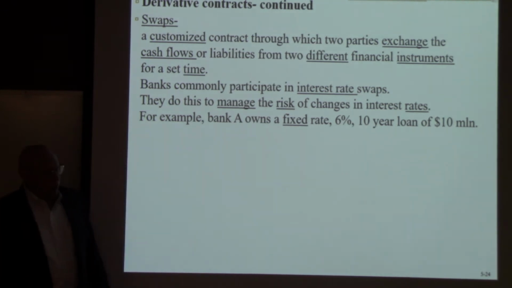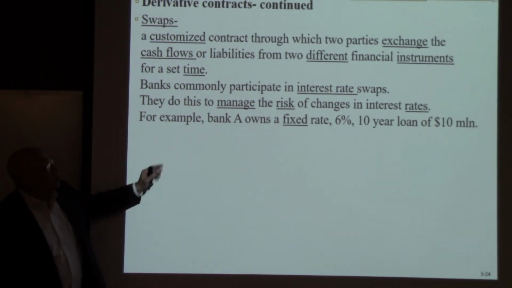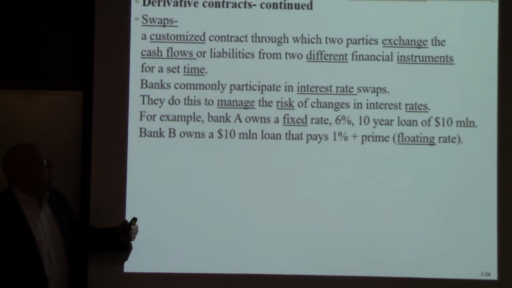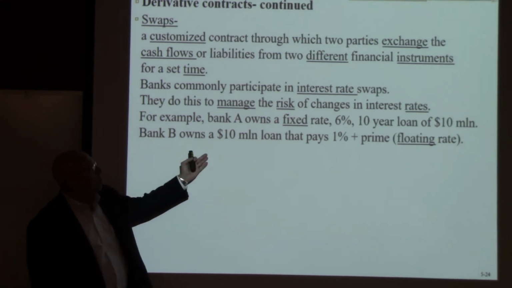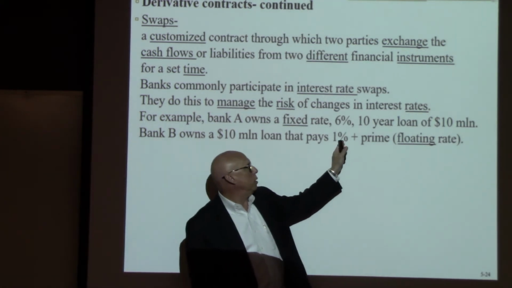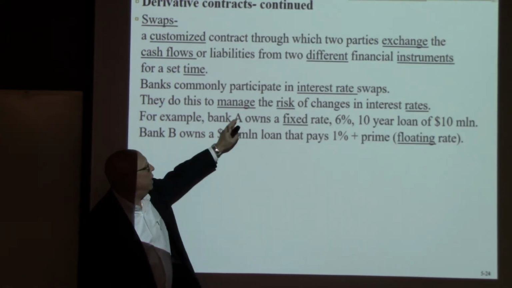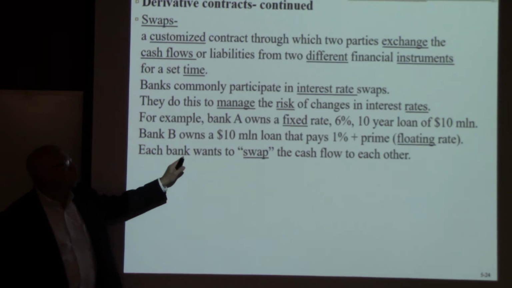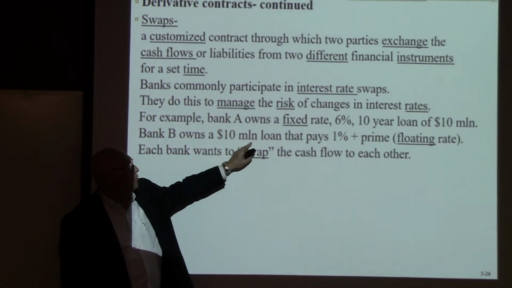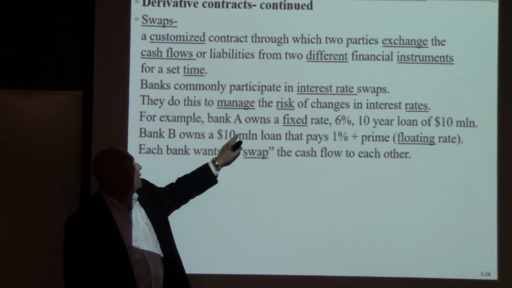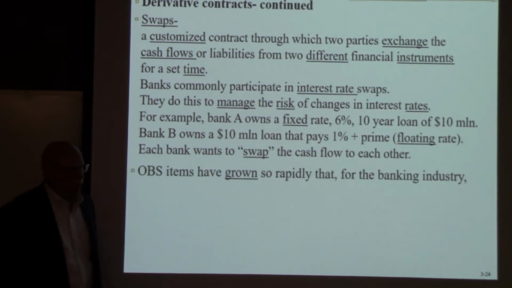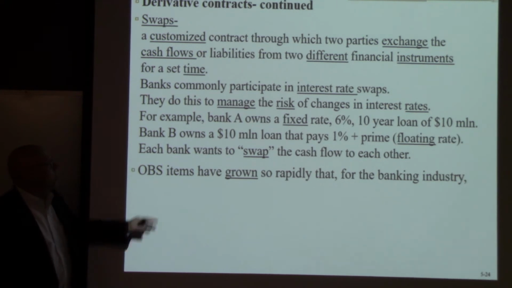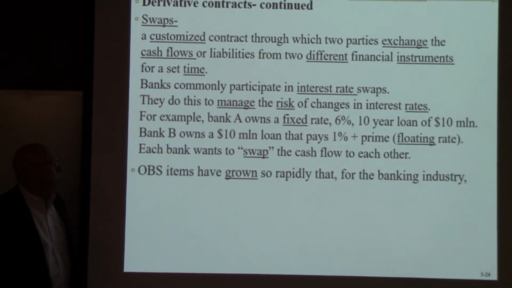All right. For example, Bank A owns a fixed rate 6% 10-year loan of $10 million. They originated that loan. Bank B owns a $10 million loan as well, and it pays a floating rate of 1% plus prime. So Bank A has a fixed rate, and Bank B has a floating rate. Each bank wants to swap the cash flow to the other. So Bank A wants the floating rate, and Bank B wants the fixed rate. So they come up with a contract that enables them to exchange their cash flow payments.